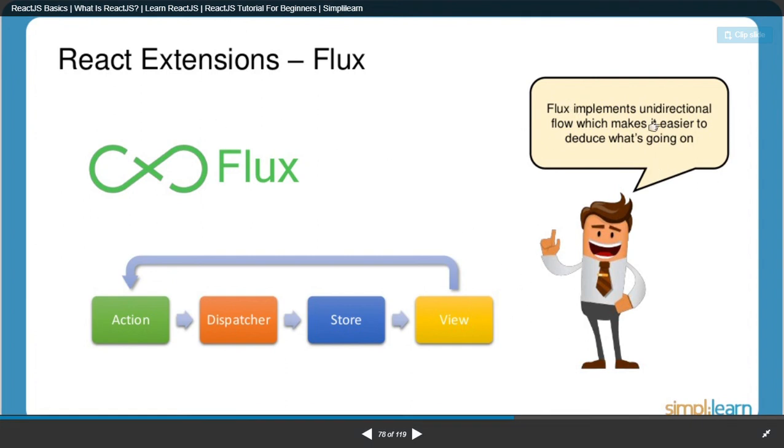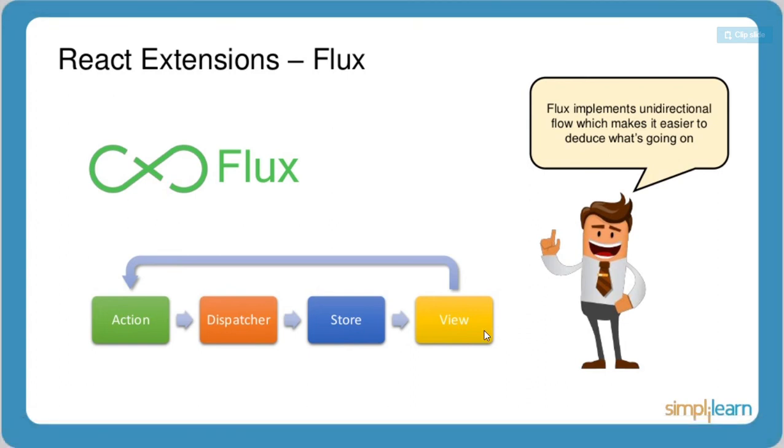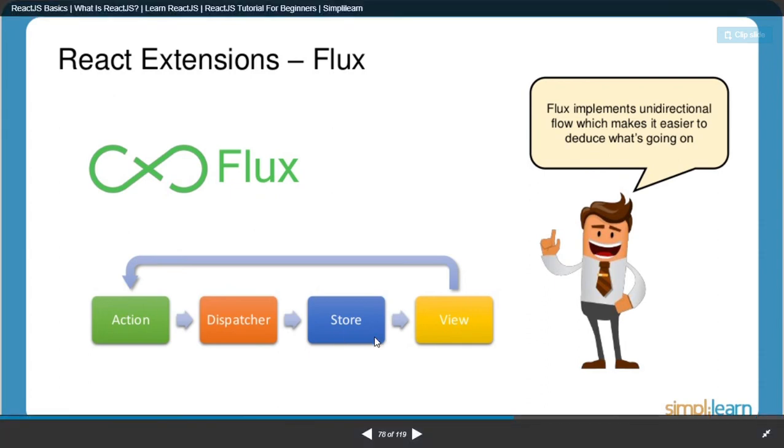So if you see, Flux implements unidirectional flow, which makes it easier to deduce what's going on. Since it is a unidirectional flow, even if some error happens, it will be easy for you to debug. But if I'm creating a multi-directional flow, and a complex architecture, then it will be very difficult for you to debug it. But React resolves that issue, because it is a unidirectional data flow and it is easy for you to debug.